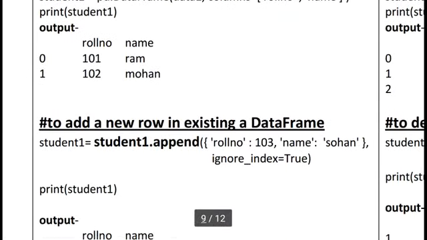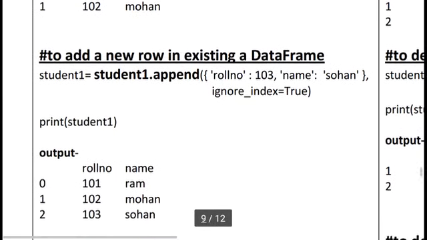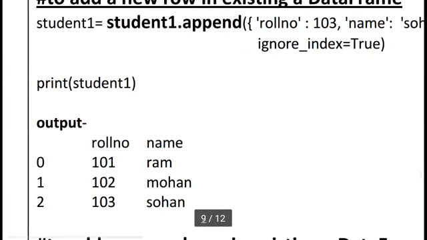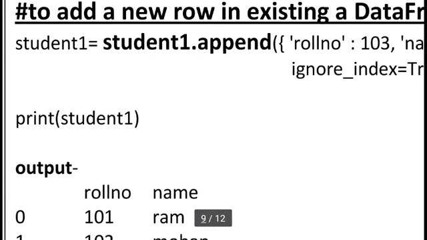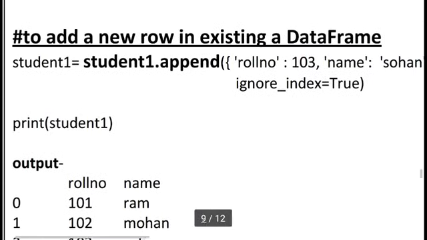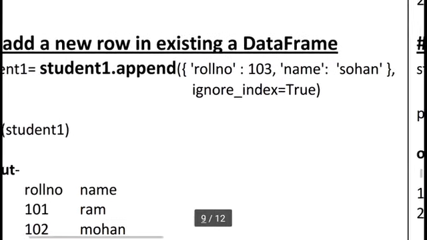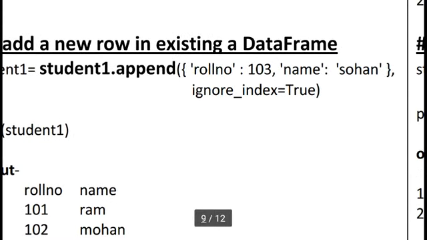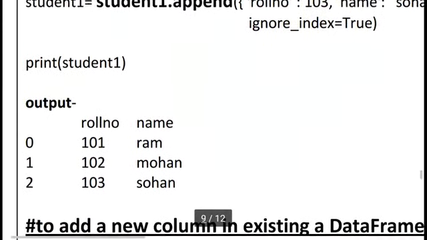You can see here I am printing student1. You can see roll number 101, 102 Mohan, we already know, but here 2 is equal to 103 Sohan. So this is a new thing. So student1.append method for this purpose using dictionary concept and writing another parameter ignore_index True, then systematically we can add a new row in our existing data frame.